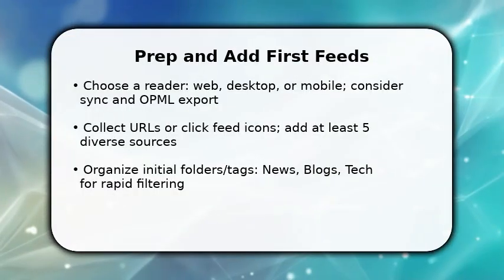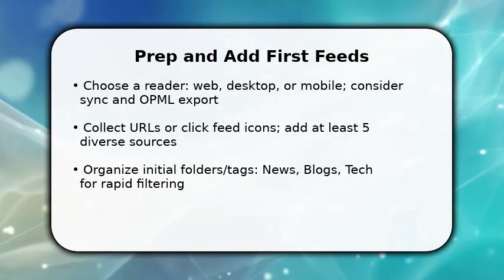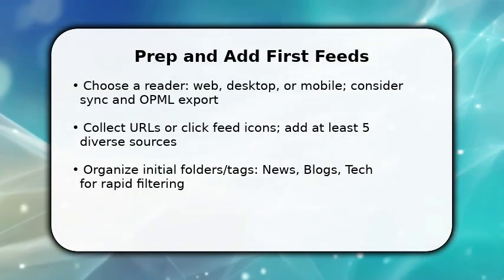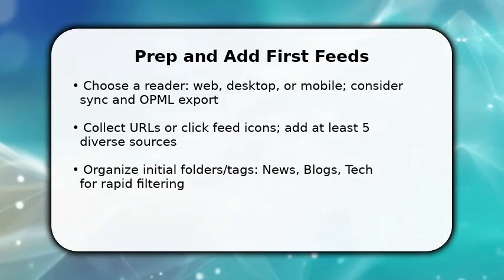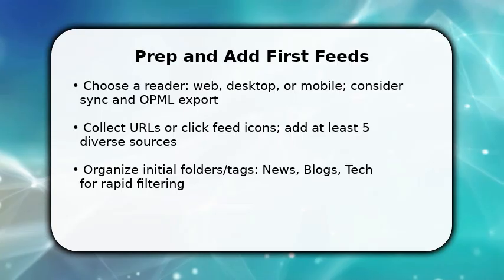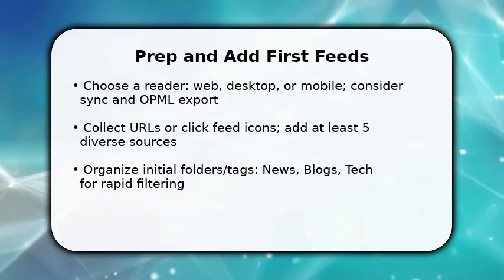You start by picking a reader and signing in. Use a web app if you want cross-device sync. Once done, gather feed URLs or click the site's RSS icon and paste into the reader's add field. Add 3-5 feeds right away so you see behavior.